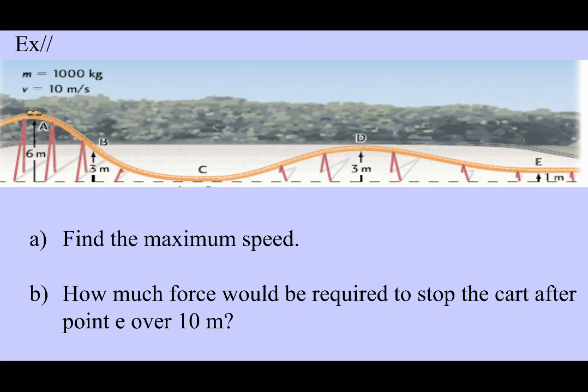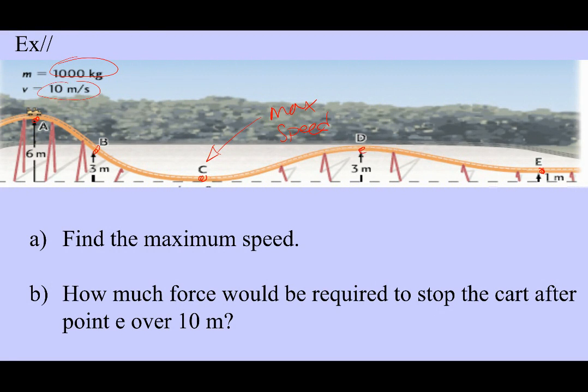So here's a roller coaster. Just take a second to breathe it in. The mass of it is 1,000 kilograms. The velocity is 10 meters per second at point A, and it's going to go to point B, and then point C, then point D, then point E. So part A says find the maximum speed. So the maximum speed, one thing to note is that the maximum speed will be right here at point C. That is going to be your max speed.